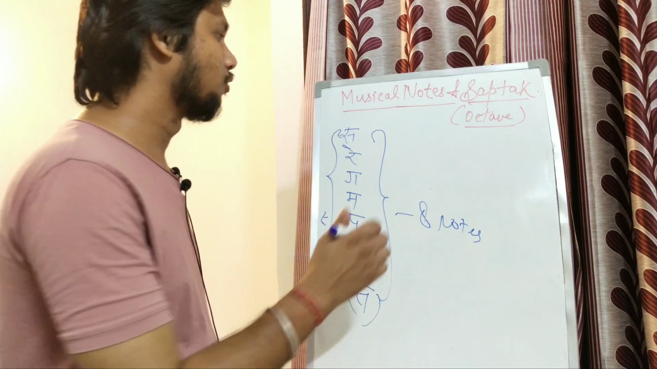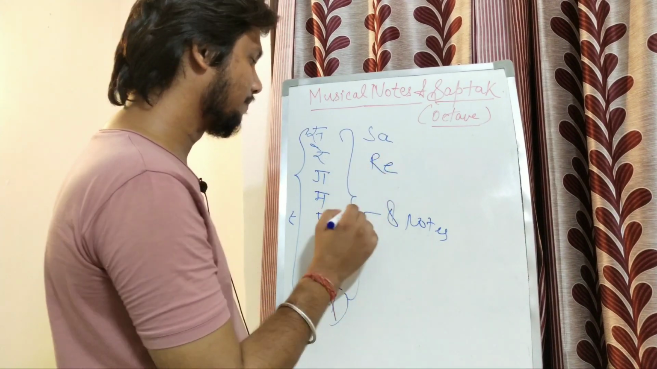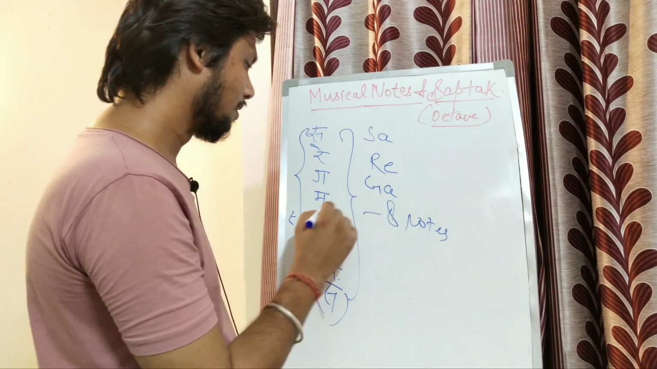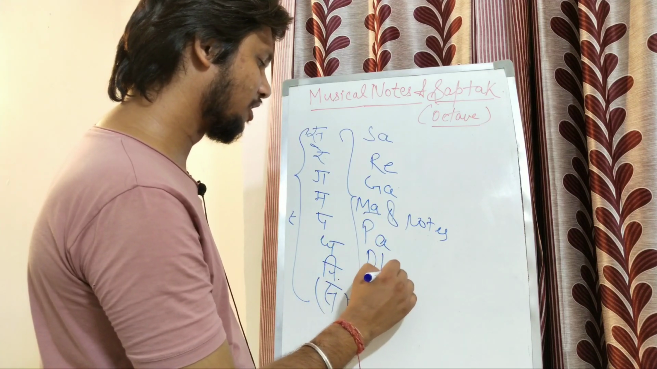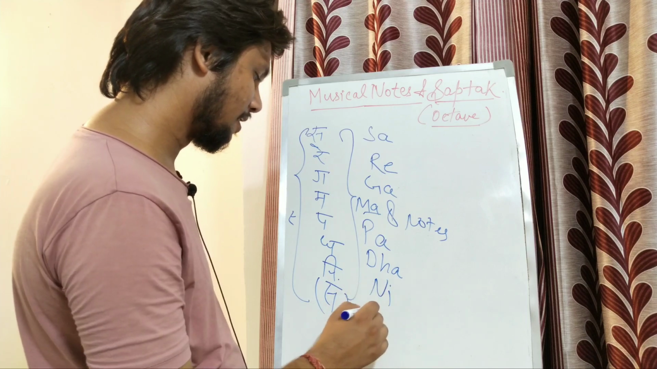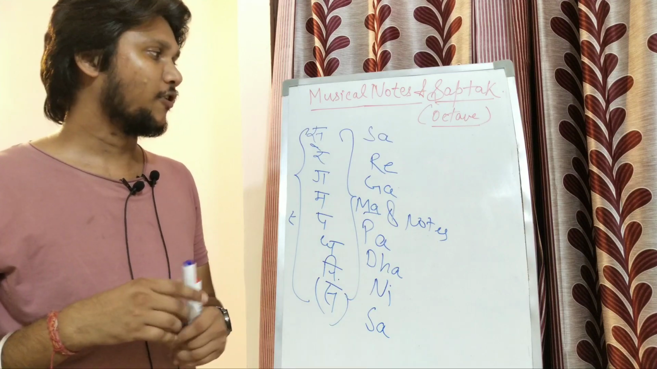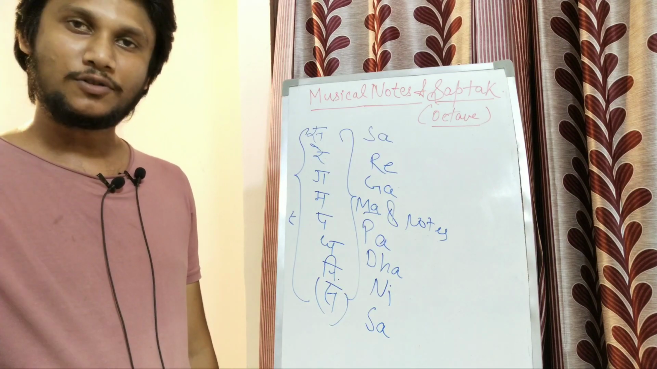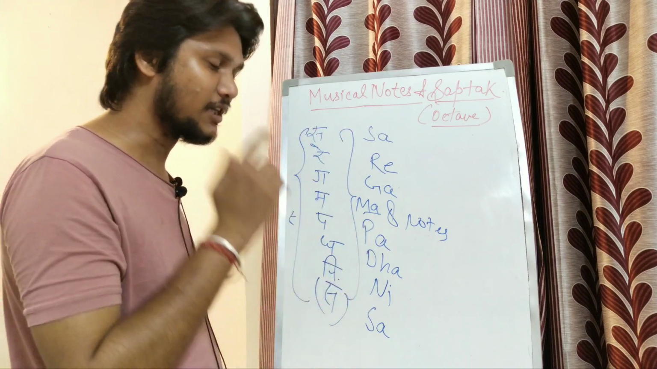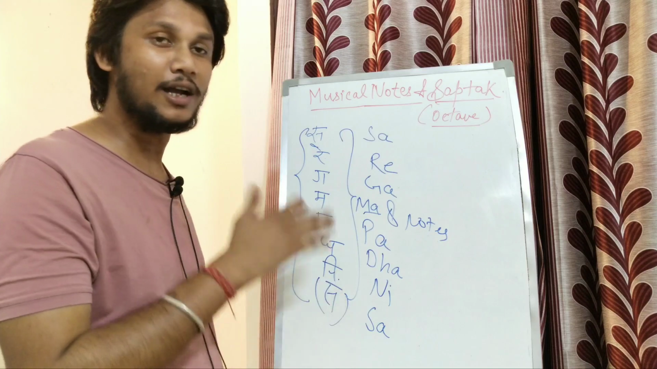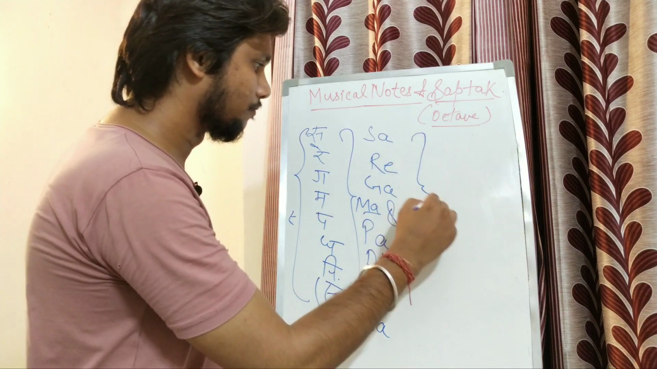So these make 8 notes, like we can write sa as S-A, re R-E, ga G-A, ma M-A, pa P-A, dha D-H-A, ni N-I and sa with S-A. So this is for all the viewers in India and also outside India. We can call sa, re, ga, ma, pa, dha, ni and sa with the repetition of sa. These notes are total 8, but basically these notes are only 7 notes.